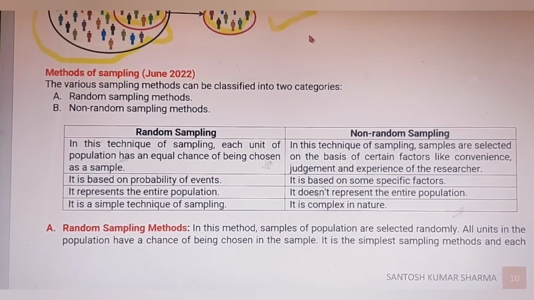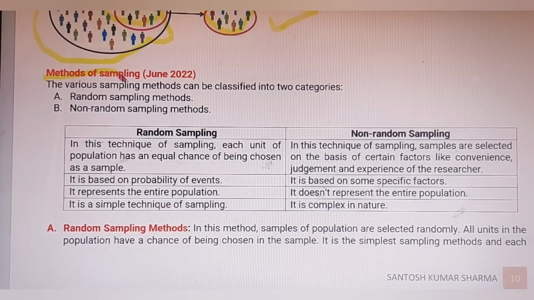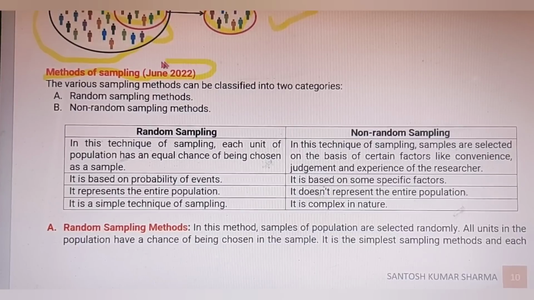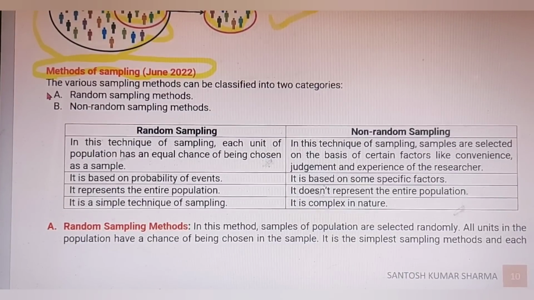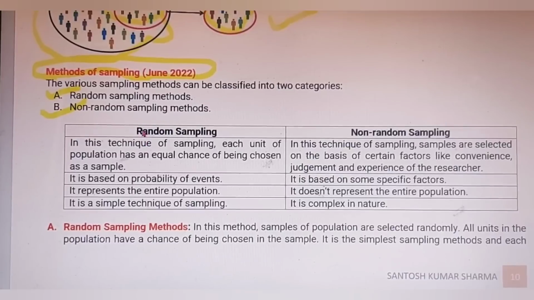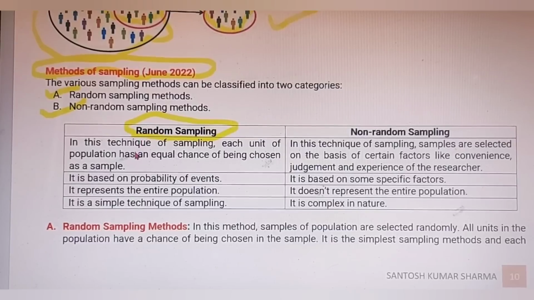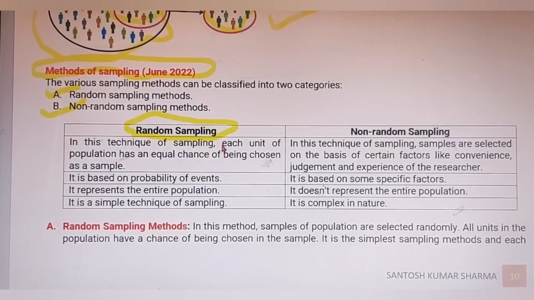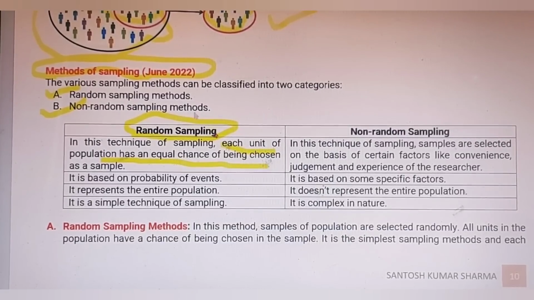Okay. The next topic also came in the June 2022 exams, method of sampling. There are two methods, random sampling and non-random sampling. In random sampling, as the name implies, random means collecting data or samples from anywhere. It is a technique of sampling where each unit of the population has an equal chance of being chosen as a sample.